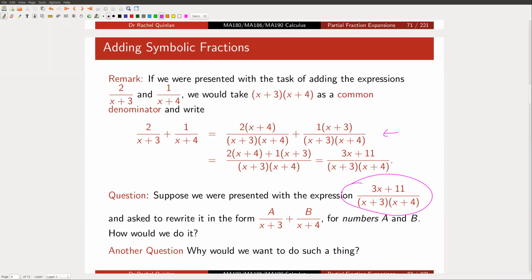Do you know in advance that it can be done and that you can find these numbers a and b? Okay, so that's essentially what a partial fraction expansion is. So that's one question: can you do it? And the second question is, why would you want to do it? And that's a very fair question.